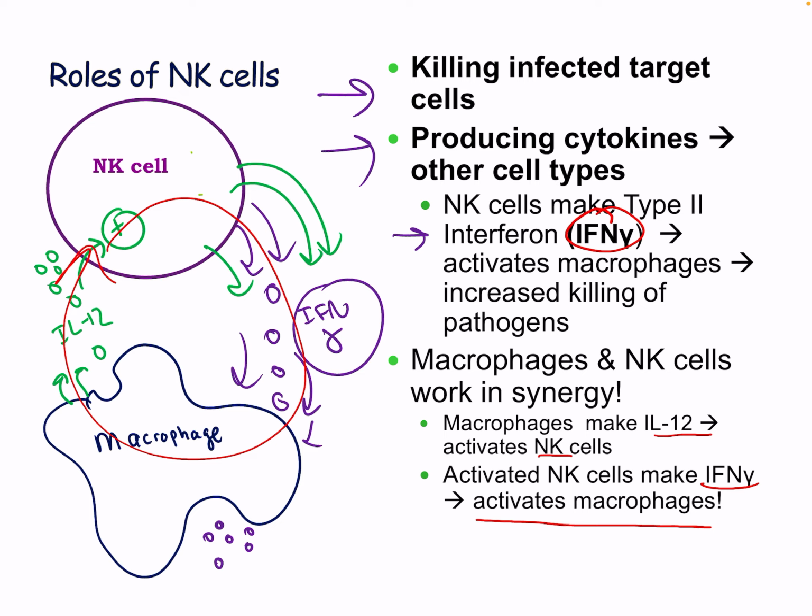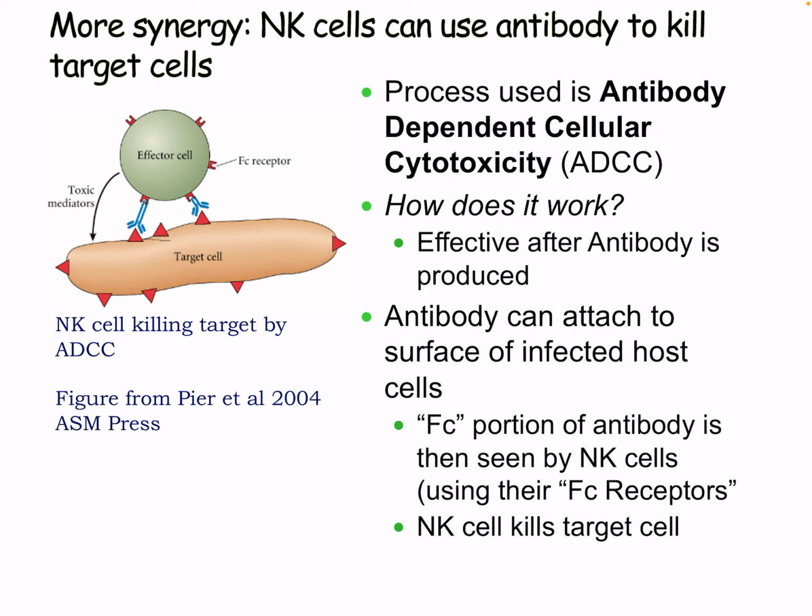So there's also more synergy. NK cells can use antibodies to kill target cells as well. This process is antibody-dependent cellular cytotoxicity, or ADCC. It is effective after antibody is produced. Antibody can attach to the surface of infected cells, and the Fc portion of the antibody, the stalk of the Y, is then seen by our NK cells, which have Fc receptors that bind to these antibodies with higher affinity, making it easier for them to target, and the NK cell kills the target cell.